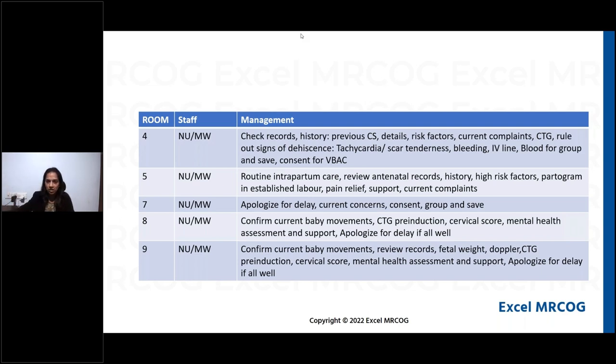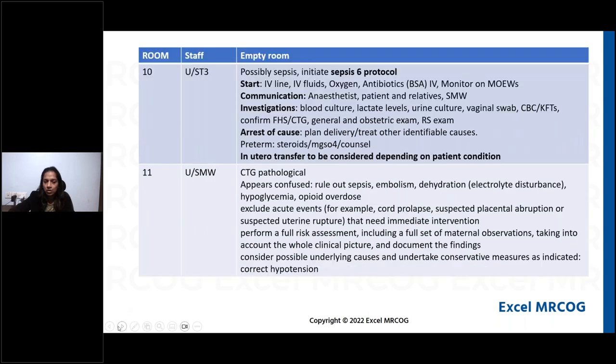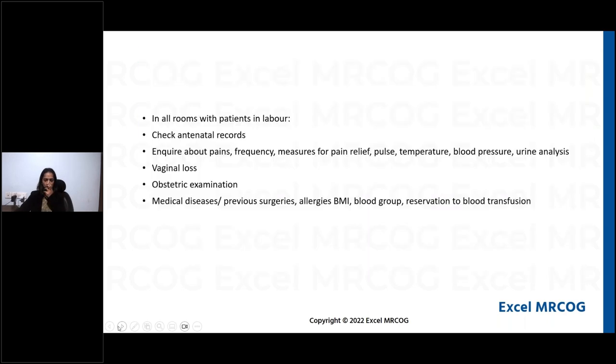All right. So again, in the non-urgent rooms, if you just say the important points is also enough. Just say that because they are waiting for induction, I would go there after the emergencies are taken care of. I would apologize to each of them and then say that if there is say SGA, I would check the Doppler, the fetal weight, CTG pre-induction and cervical score pre-induction, and that blood should be sent for group and save. All right. So this is about the prioritization.